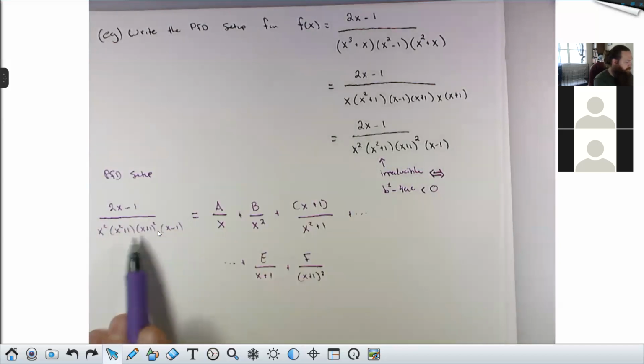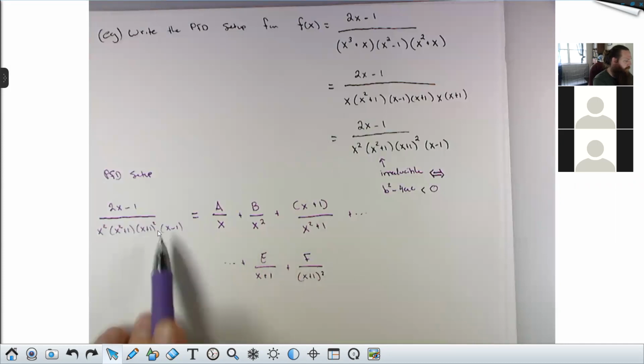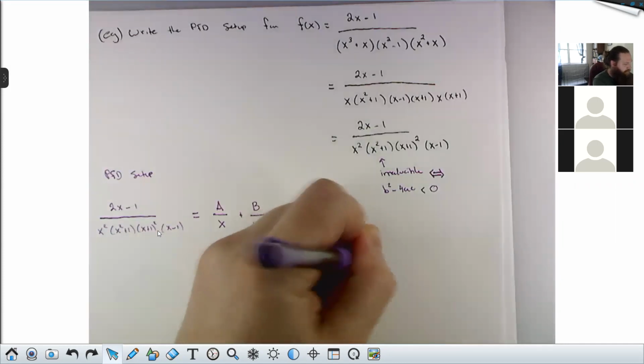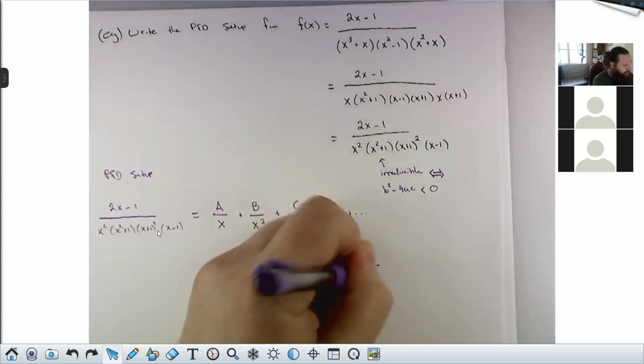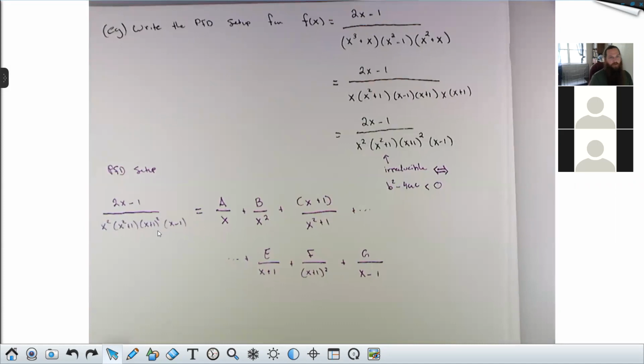And if this was an x plus 1 cubed, there would be another term here, g over x plus 1 cubed. But there isn't. So now we move on to this last factor, which is just a simple linear factor, and I write some constant over him. Right. So this in purple down here is your PFD setup for this function. We're not going to find these guys. We just want to write the PFD setup.